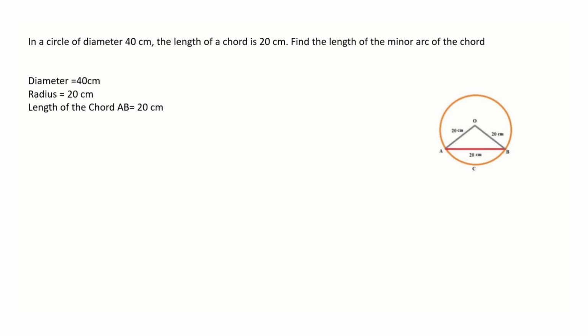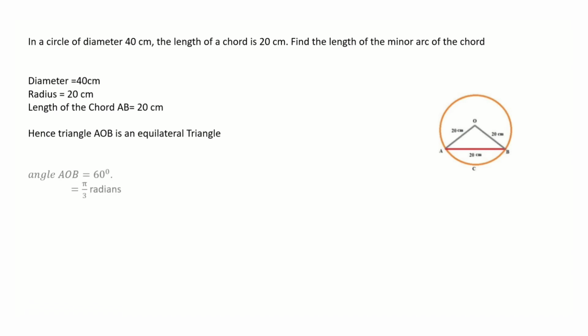Next question. In a circle of diameter 40 centimeter, the length of the chord is 20 centimeter. Find the length of the minor arc of the chord. Given that the diameter is 40 centimeters, radius will be half of the diameter, that is 20 centimeters. Also given, the length of the chord is 20 centimeters. So, we get the triangle AOB to be an equilateral triangle. And we know equilateral triangle have the interior angles equal to 60 degree.